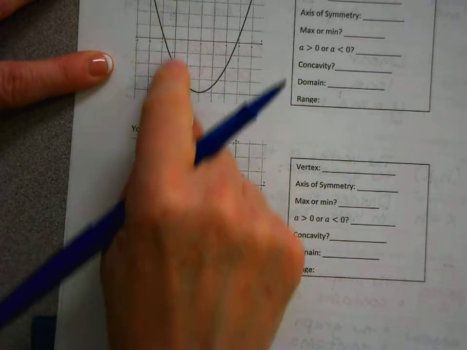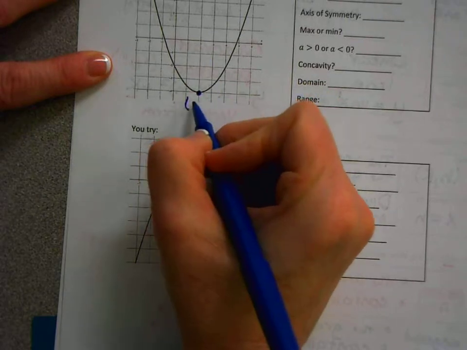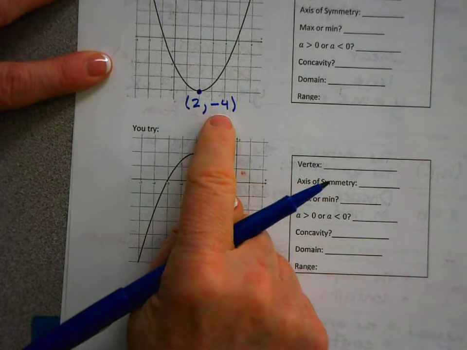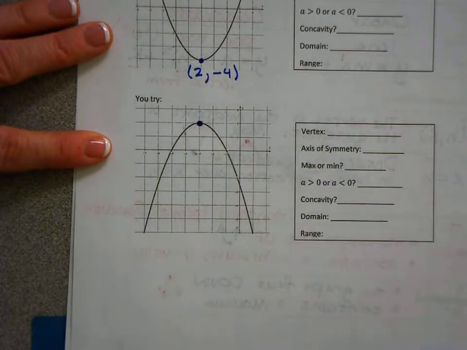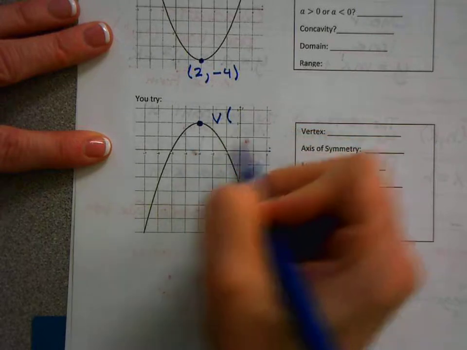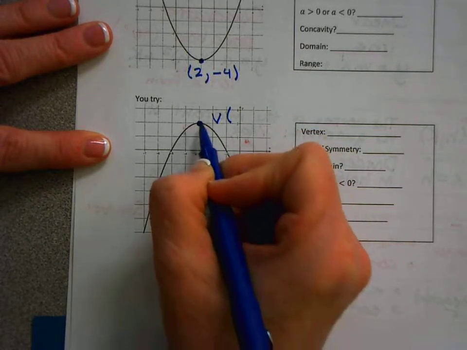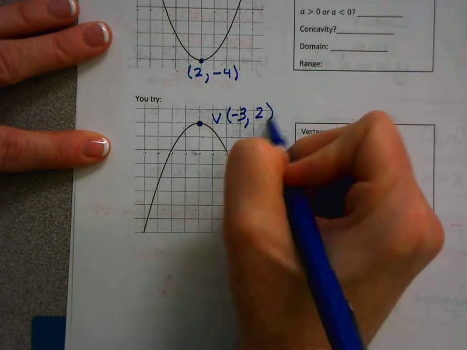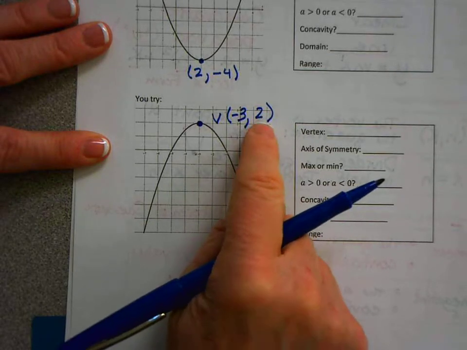Well, what is negative 4? It's the y value of the vertex. This vertex is 2, negative 4. So we see that the range is dependent on the k value. Let's look at this real briefly. This quadratic has a vertex of negative 3, 2. Negative 3 is the x value, positive 2 is the y value, so the range is going to be connected with the y value, or the k value.